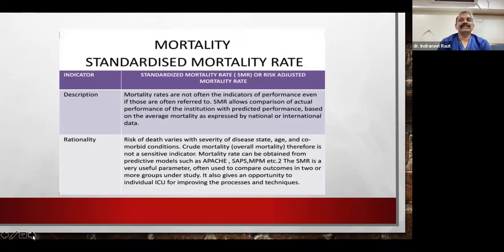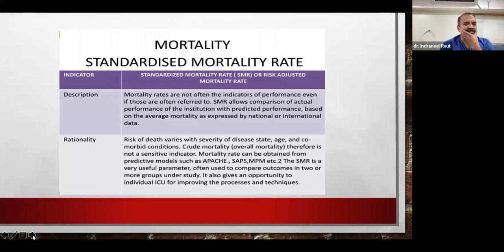So let's first look at the mortality, that is the standardized mortality rate. So we all would say, okay, mortality rate is the number of deaths in the ICU and the number of patients we treated. But it is not as simple as that, because that would vary from patient to patient depending on the severity of their illness. And suppose you have a terminally ill patient. So they are not necessarily the indicators of the performance. So what the SMR does is allow comparison of actual performance of the institution with the predicted performance based on the average mortality as expressed by the national and international data.